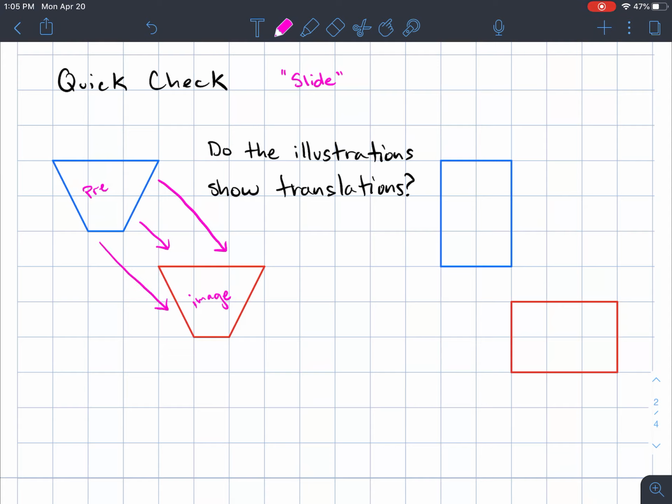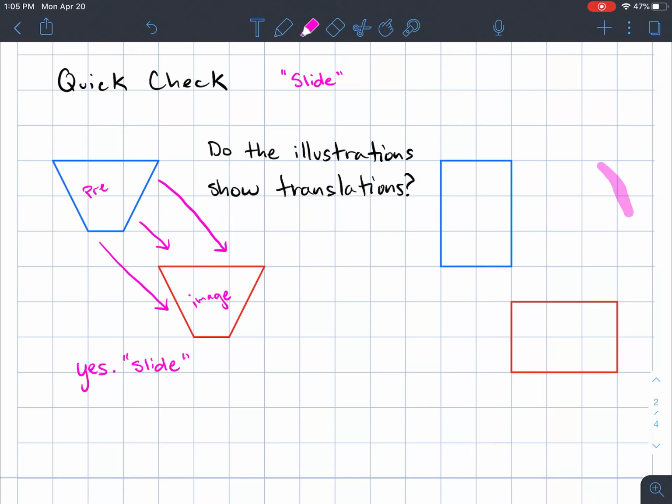Slid down and to the right. So this is a translation. Yes, because the action was a slide. That is a translation.